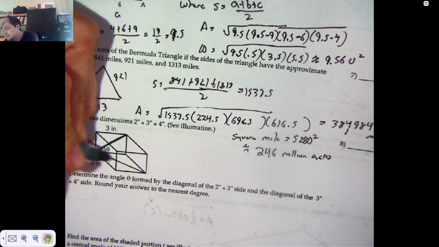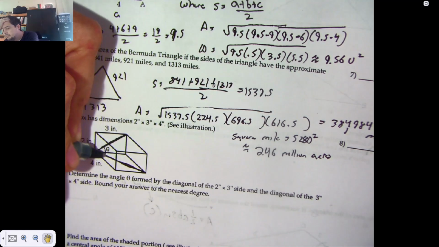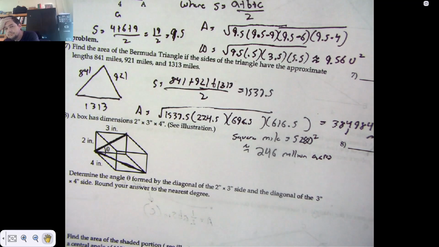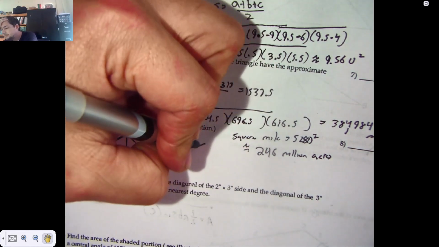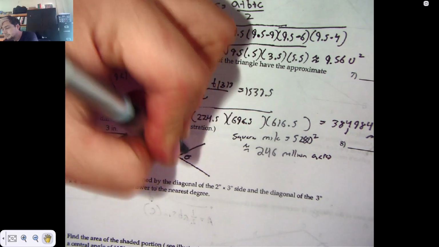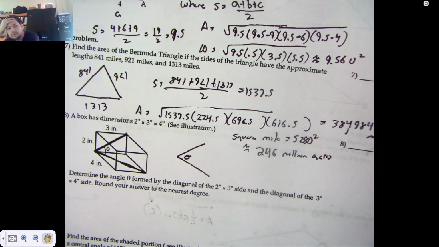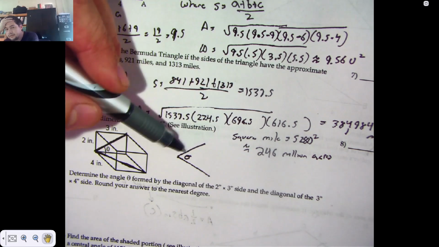So this is what I'm interested in, okay? That's the angle I'm interested in. I hope you at least see that. There's theta, okay? You're going to have to do some Pythagorean theorem. You're going to have to get this side right here.